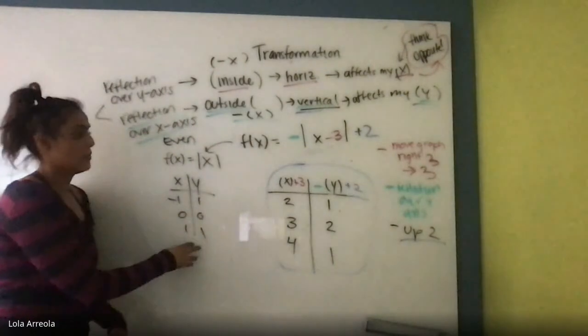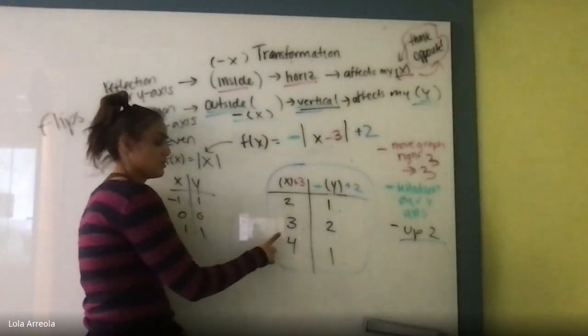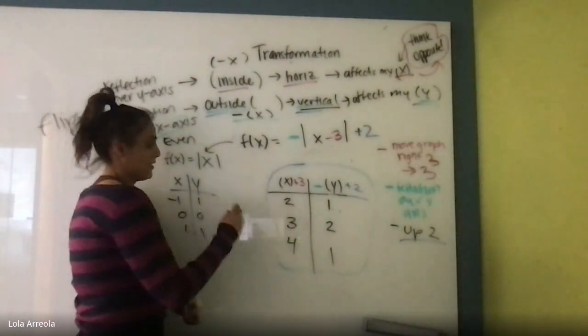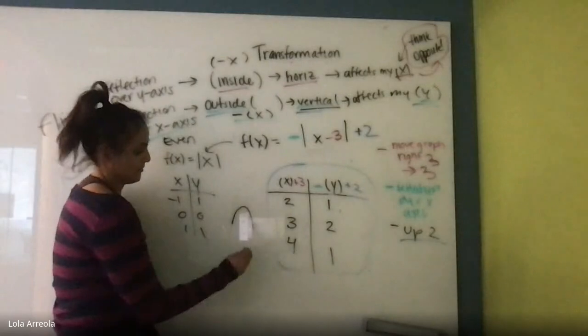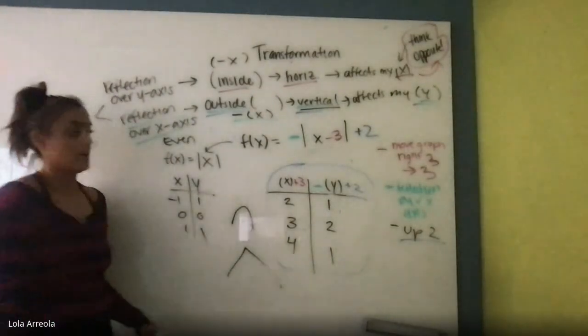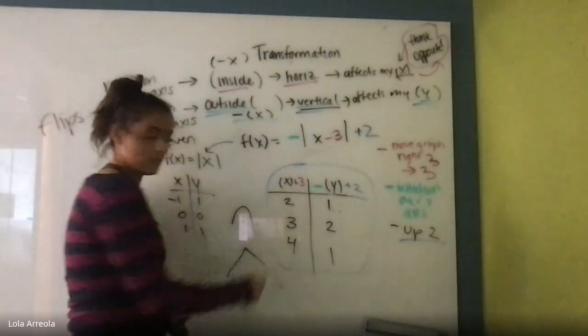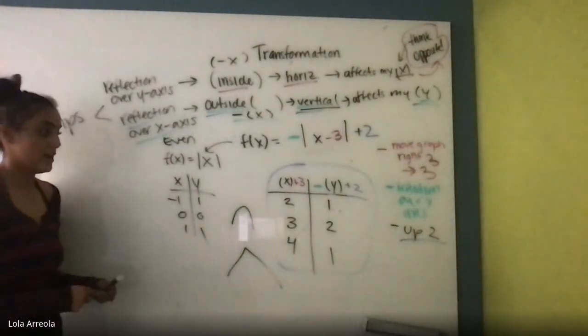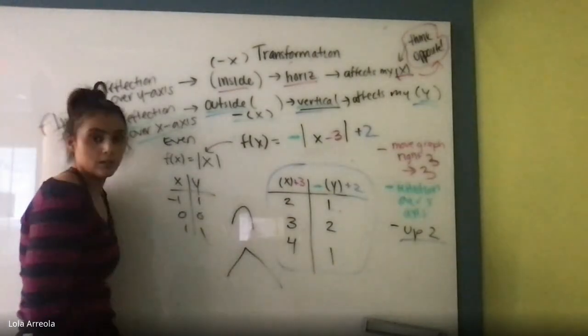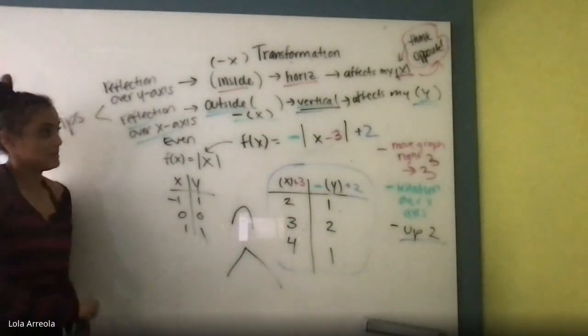So I still have these points. So that means my results should be the same. But instead of having a u downwards, what are we going to have? We're going to have a v downwards, but still connecting at these points. The exact same graph, just instead of a u, I have a v. The transformations apply the same.